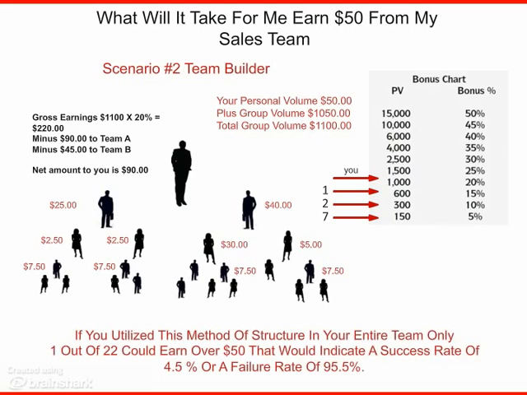You have paid for your monthly subscription and have a little bit of extra cash left over at this point. And so what this means, if you utilize this method of structure in your entire team, only 1 out of 22 could earn. So if you look at all the people here, 1 out of 22 would earn enough to pay for their $50 subscription. So although this is a less profitable way to do it, this is actually a more secure way to build your business. But this would indicate a success rate of 4.5% or a failure rate of 95.5%.